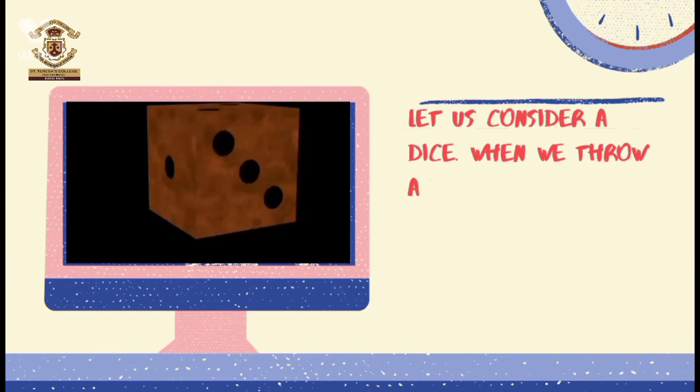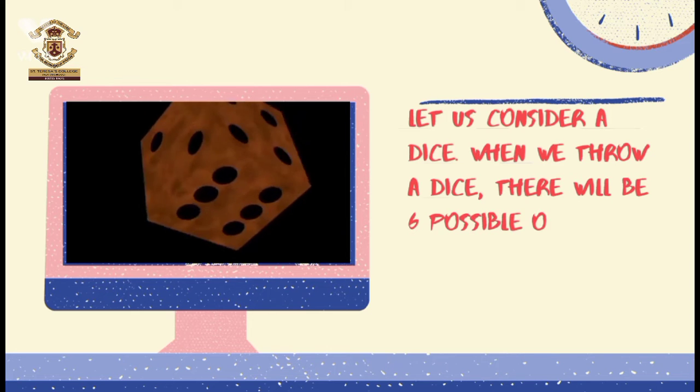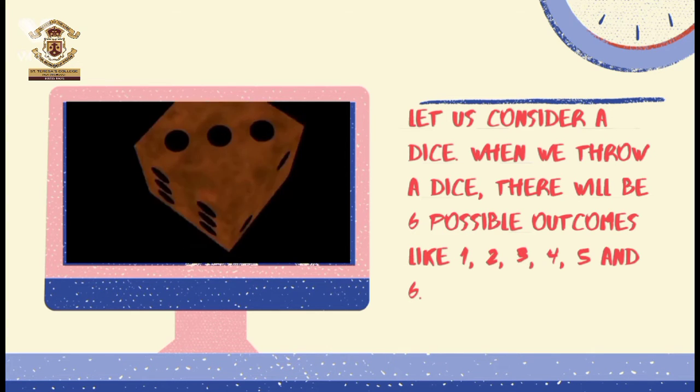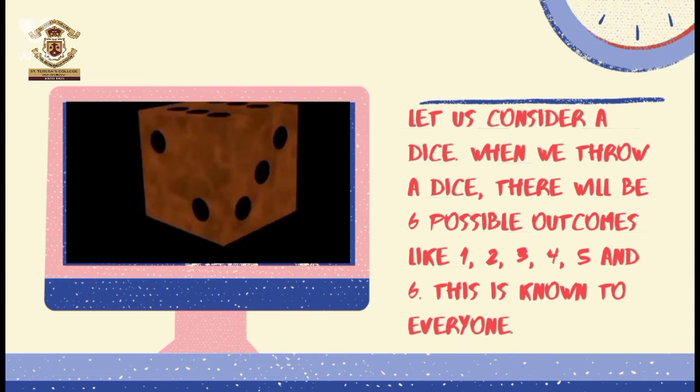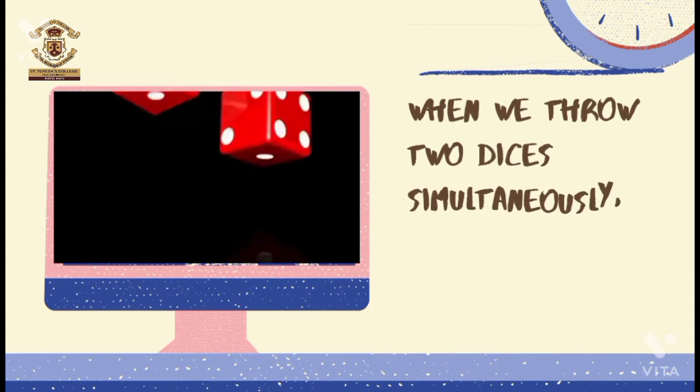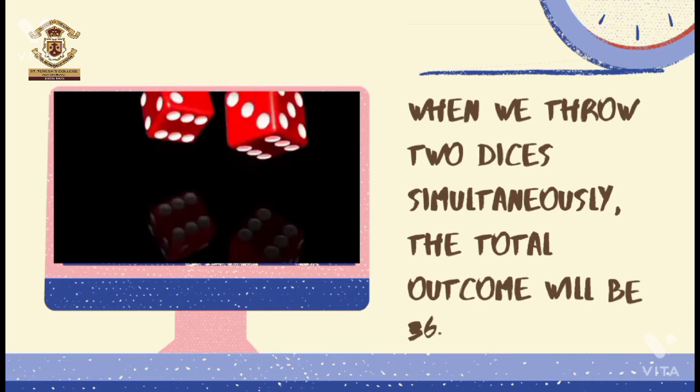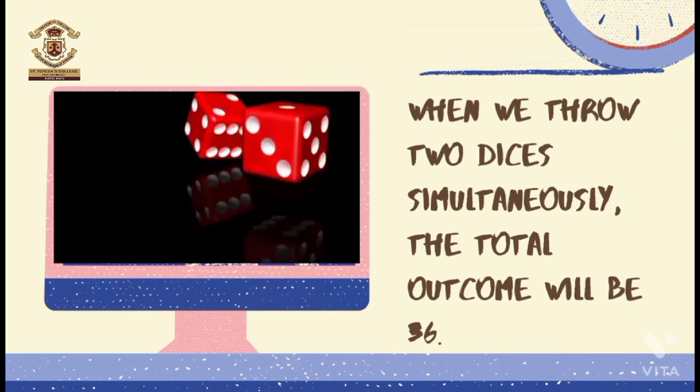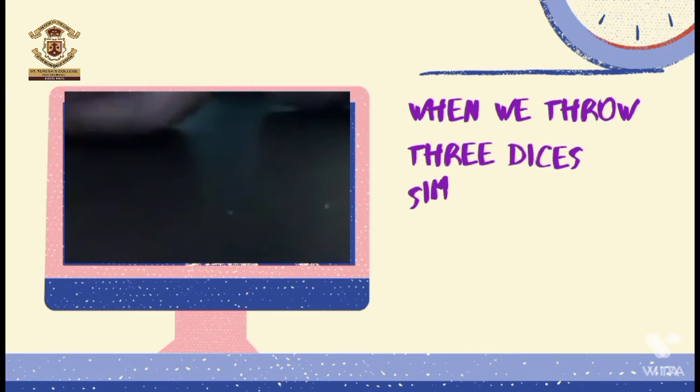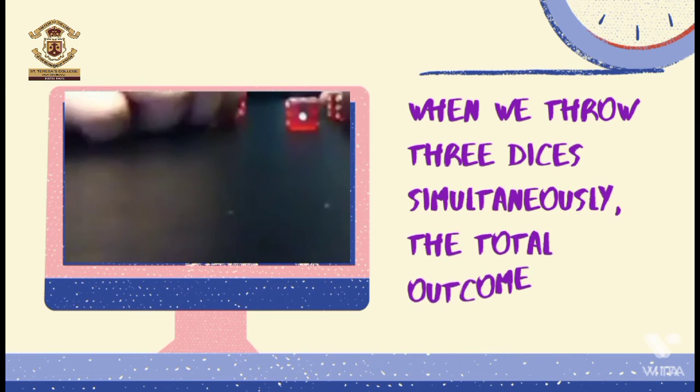Let's consider a dice. When we throw the dice, there will be 6 possible outcomes like 1, 2, 3, 4, 5 and 6. This is known to everyone. When we throw 2 dice simultaneously, the total outcomes will be 36. When we throw 3 dice, the total outcomes will be 216.